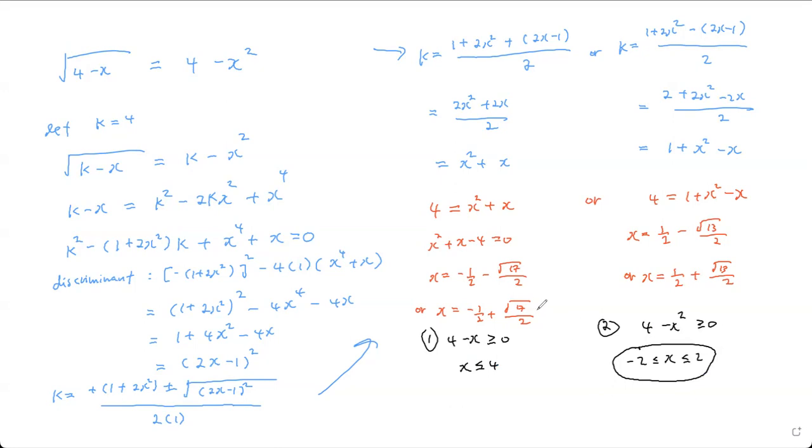Okay, so let's look at these 4 answers. Which among these 4 falls inside this range? Okay, so I think this answer will fall in the range, and this one will fall inside the range, right? So at the end of the day, there are only 2 answers. Okay, so these 2 are the roots of this equation. Okay, and that's how we solve it.